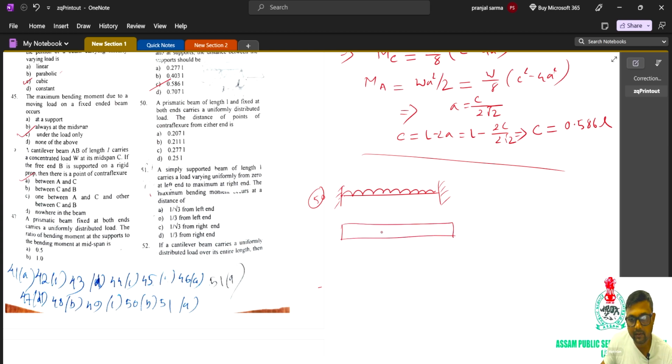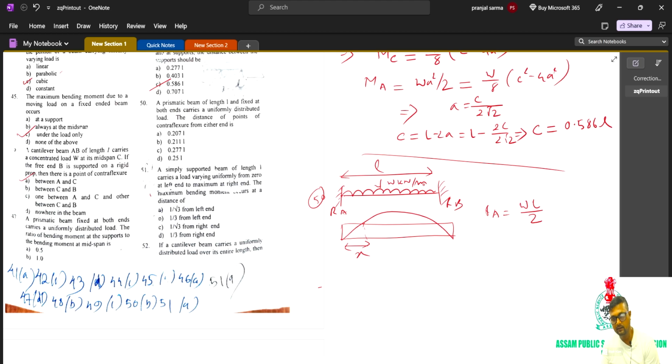This is the bending moment diagram. You have to find this value, this x. So this is RA, RB. What is RA? R is WL by 2. This is L, and this is W kilonewton per meter. So RA equals WL by 2.